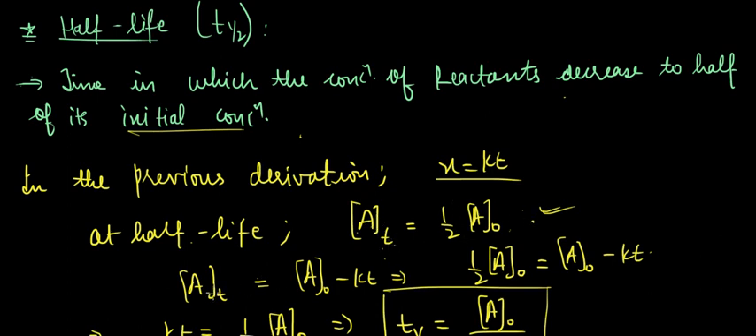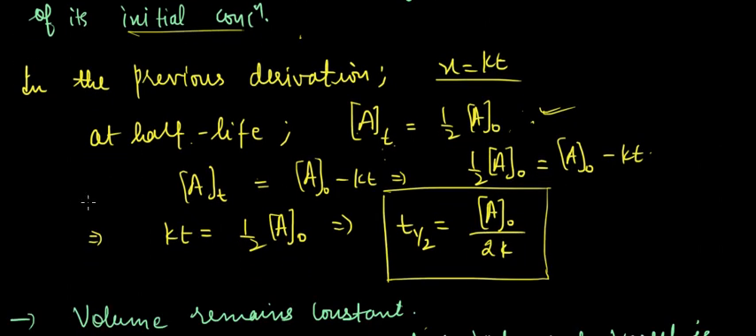Now just putting the value of At as half A naught in the equation, which says that At would be equal to A naught minus kt, hence half of A naught would be equal to A naught minus kt. So from here we can derive that t half would be equal to A naught upon 2k.